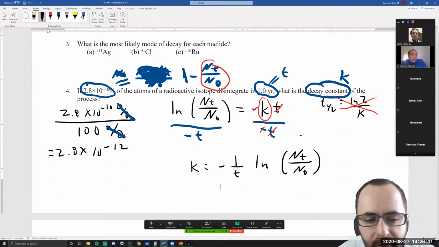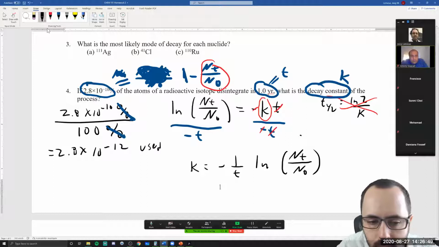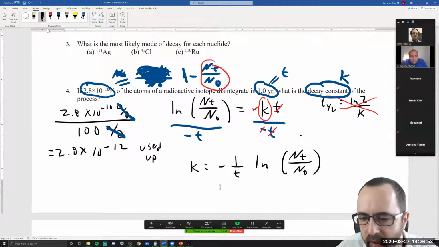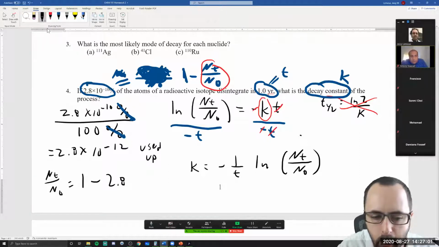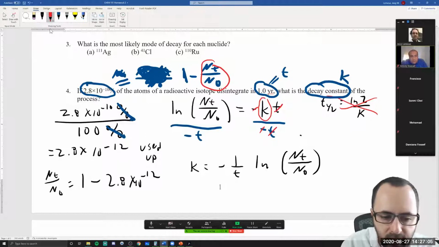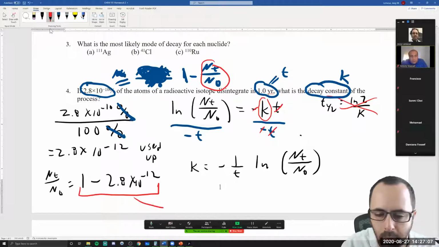I went the wrong way. So this is the fraction. This is the amount that was used up. So the amount that wasn't used up, or this, is going to be NT over N0, which is all of it minus what was used up, 2.8 times 10 to the minus 12. And that is what we're going to plug in here.